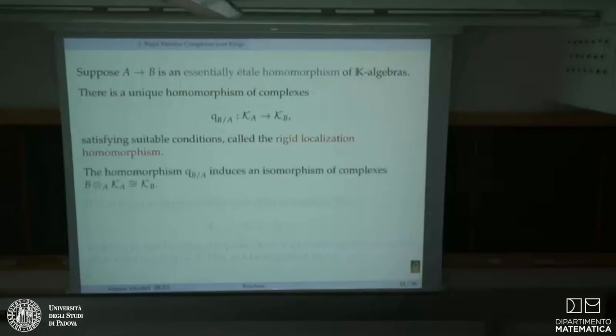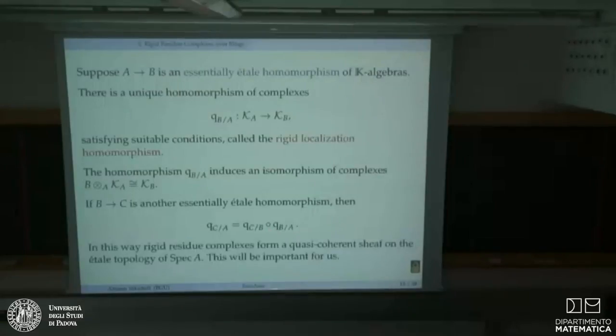And it of course has the property, just like in differential forms, that this homomorphism induces an isomorphism when you tensor. And it's functorial. The way I'd like to interpret this, and in fact that's how we're going to use it in the Lean-Mumford stacks, is that this really shows that the operation of assigning to a ring A its rigid residue complex is a sheaf on the small étale site of Spec A, just like differential forms are. Basically, for a more complicated reason, but in the end, rather similar.